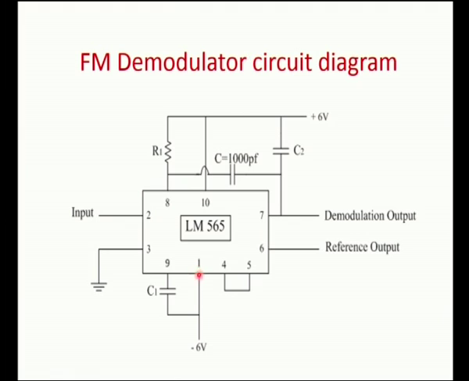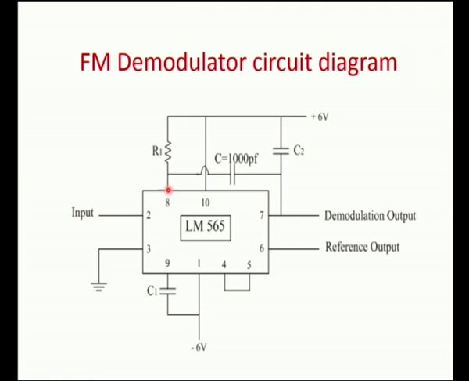So, pin number 1 is given negative 6 volts, pin number 7 positive 6 volts, and pin number 10 positive 6 volts. Pin number 7 will give you the demodulated output. At pin number 6 you will get a reference output. Pin number 4 and 5 are shorted, as we have already seen, to take the output of the VCO to the phase detector.